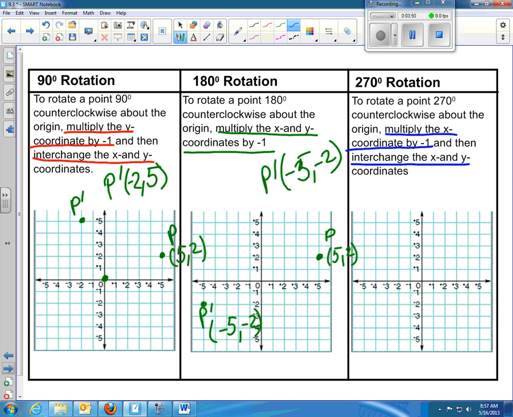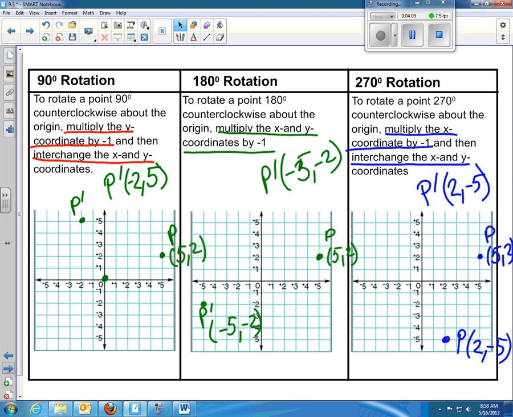So again, P over at (5, 2). We are going to multiply the x coordinate by -1, so that's a -5, and then we switch those coordinates. So 2 and down 5, P prime, (2, -5).